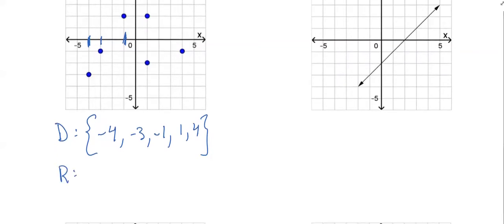Range, same way, except this is possible y values. So I've got -3, -2, -1. I've got 2 at -1, so I only list it once, and 2 at 2, so I only list that once.